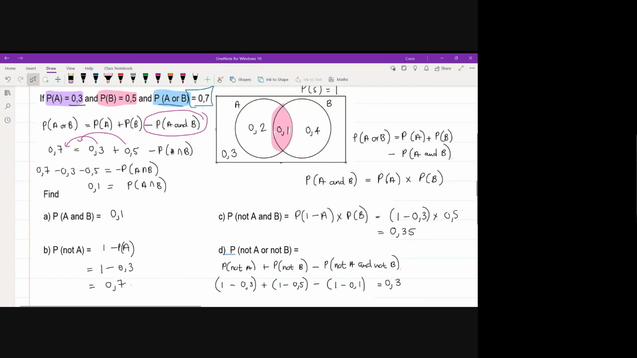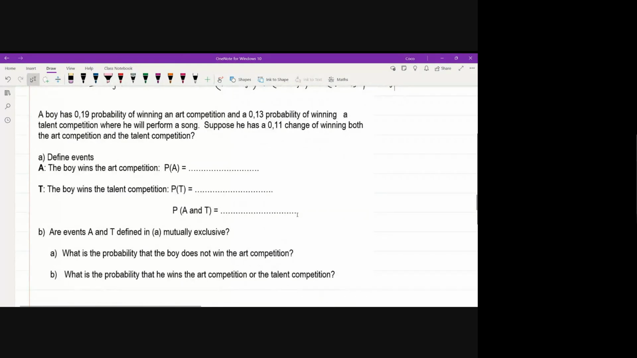It's going to be a little bit problematic when we get to a question like this, where there is no Venn diagram.